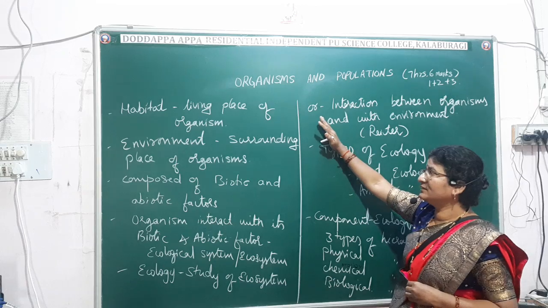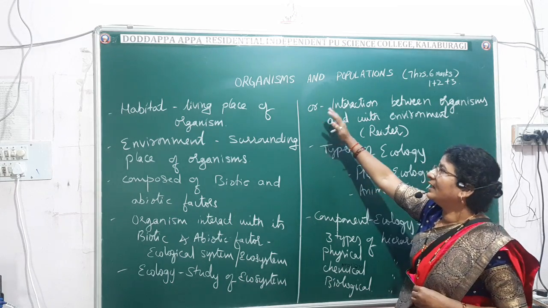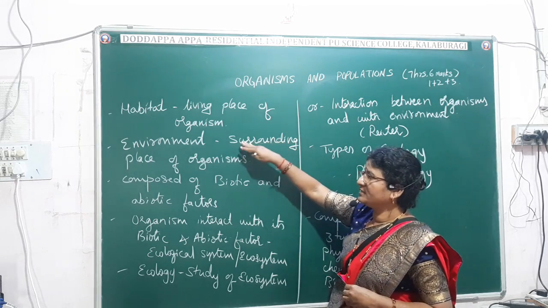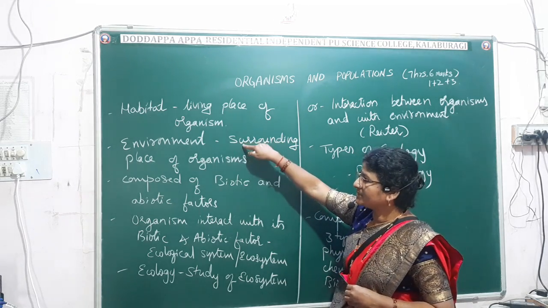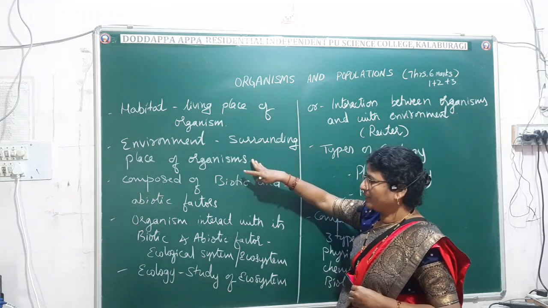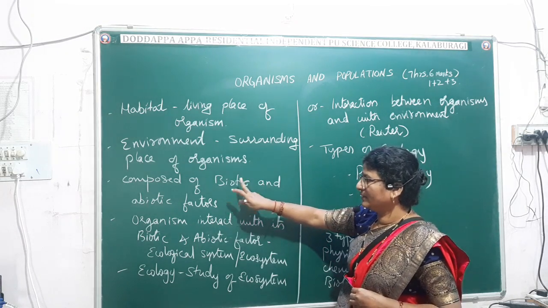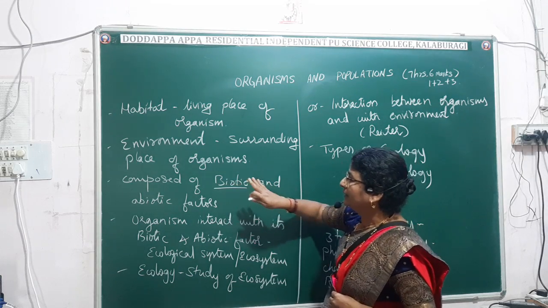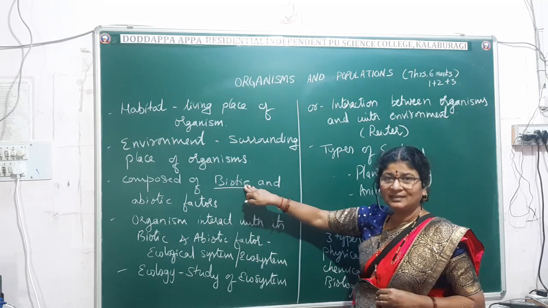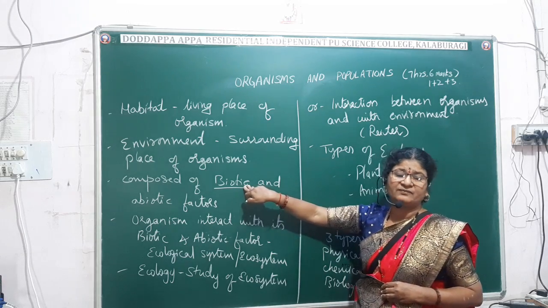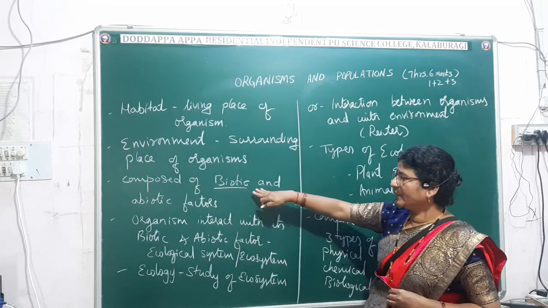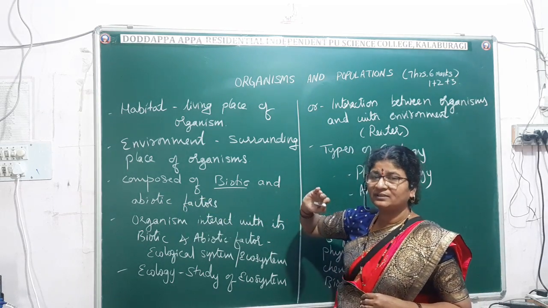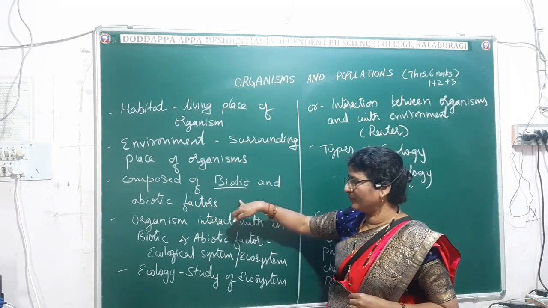Organism is a general term for plants and animals, and the place where the organism lives is called habitat, and its surrounding is called the environment. And this environment is composed of biotic and abiotic factors. The name itself suggests the meaning. Biotic components are those which have life, or all the living components of the ecosystem. Abiotic components are those which do not have life.